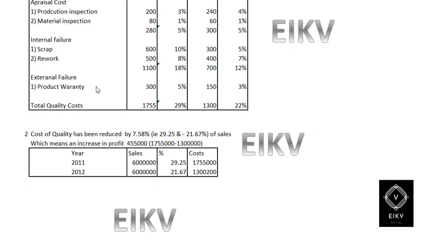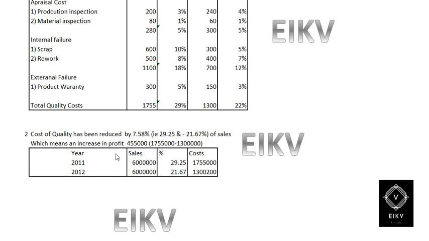When we go to the second part of the question, as an answer we need to take the difference between the cost for 2 years, 2012 and 2011. Therefore the cost of quality has been reduced by 7.5%, which is 29.25 minus 21.67% of sales. Which means the increase of profit by 4,55,000, which means 17,55,000 minus 13 lakh. I will show you how this calculation is done.